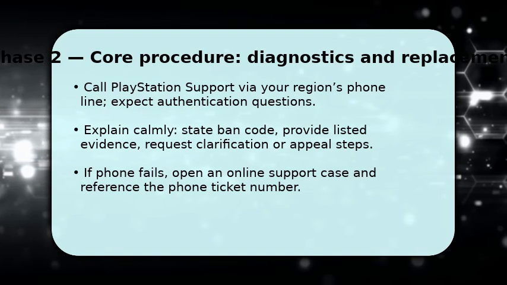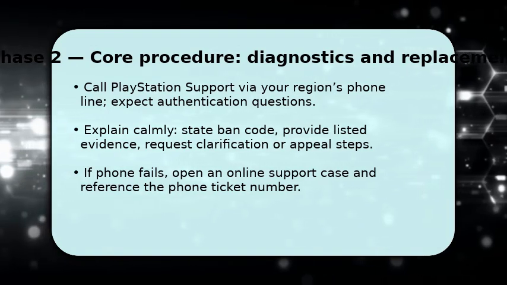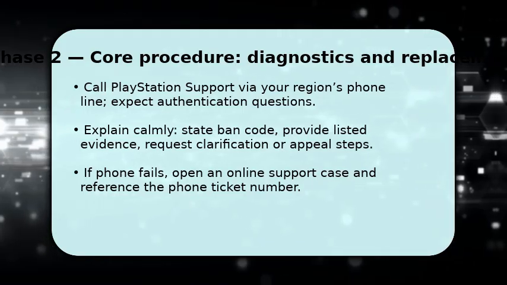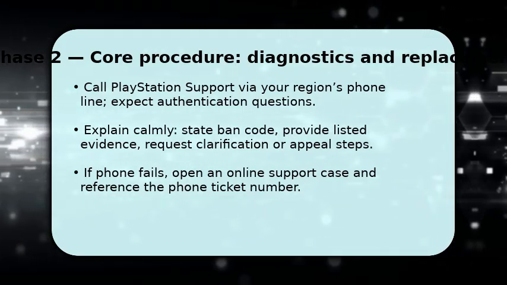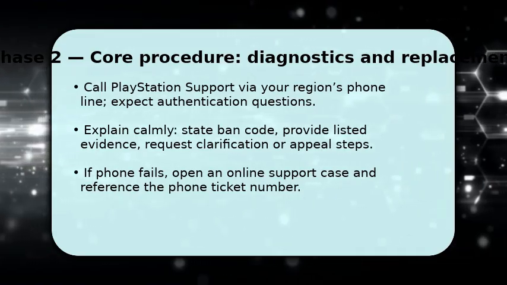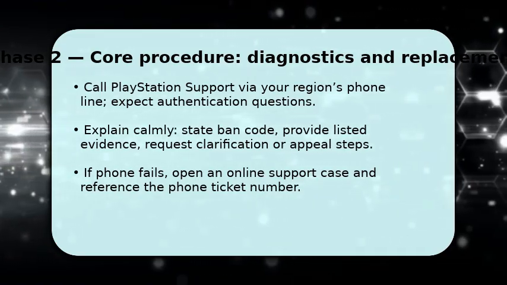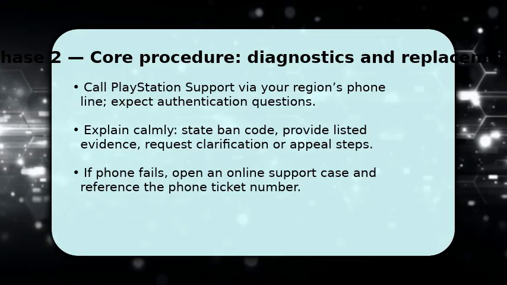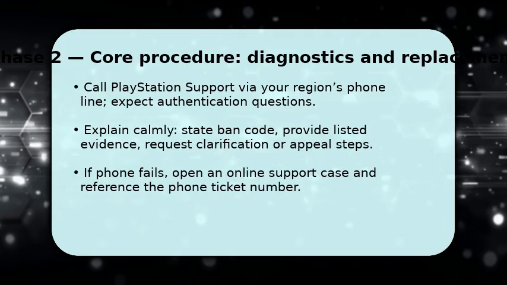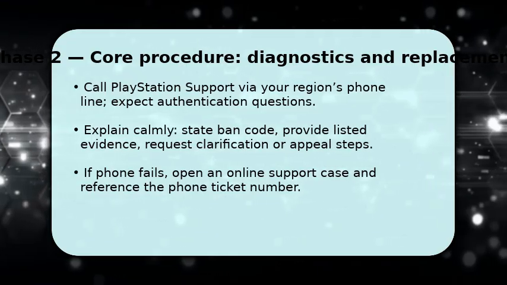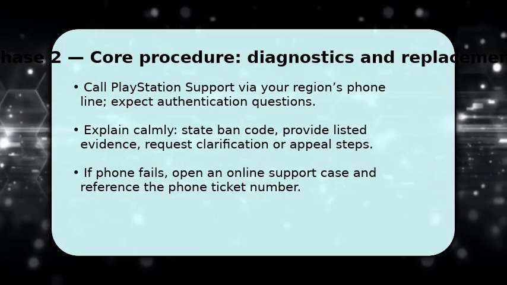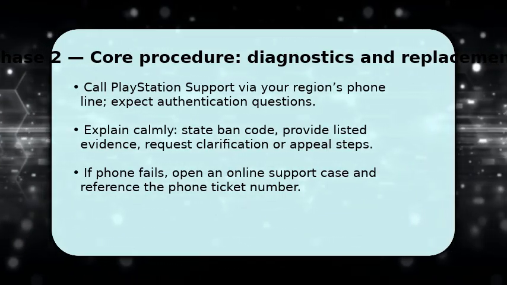You now contact PlayStation support and authenticate immediately. They will ask for PSN, console serial, and recent payment details. Explain the situation clearly. Give the ban code, describe the incident, and reference your evidence so they understand why you dispute it. Ask for the exact policy violated and the steps to appeal. This moves the conversation from complaint to process. If the phone route isn't resolving things, open a support case online and keep the ticket number for follow-up.